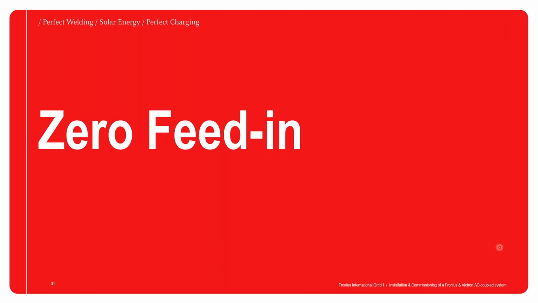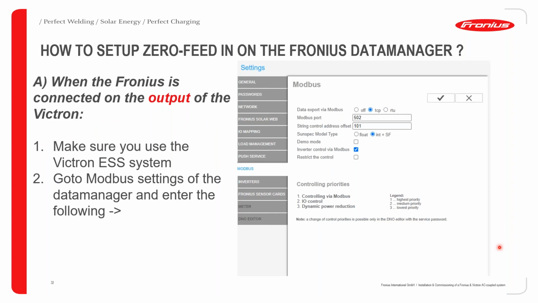Moving on to the next section, which will be zero feed-in. When you are setting up zero feed-in on a Fronius system with Victron, there could be 2 scenarios. The first scenario is when the Fronius is connected to the output of the Victron. You can see I have put output in red because this is very important. If this is the case, then please make sure that you use the Victron ESS system for grid limiting.